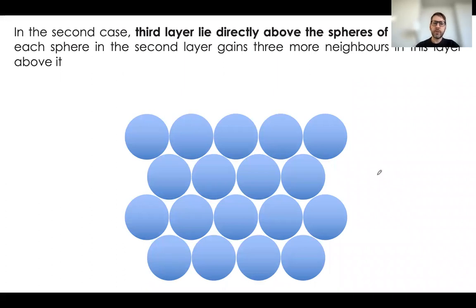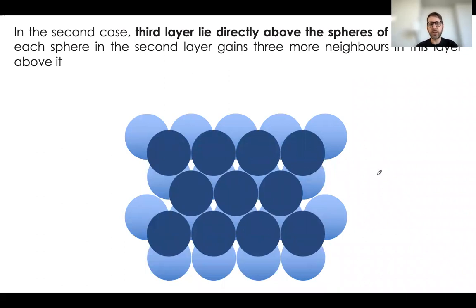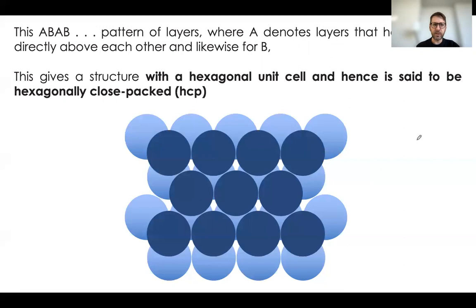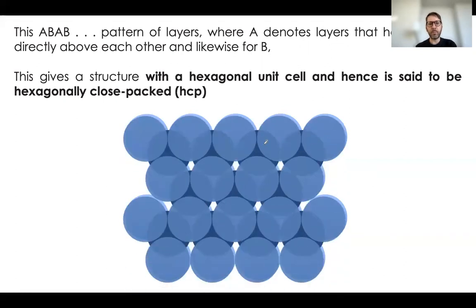So in another scenario, we have one layer of closed packed structure, and then the second layer sits within half of the dips of the first layer. Then we can add a third layer directly above the spheres of the first layer, and therefore each sphere in the second layer gains 3 more neighbors in the layer above it. So in this case, the third layer is placed directly above the first layer. This gives a pattern of AB, AB, AB, AB, because the third layer is positioned directly above the first layer, right?